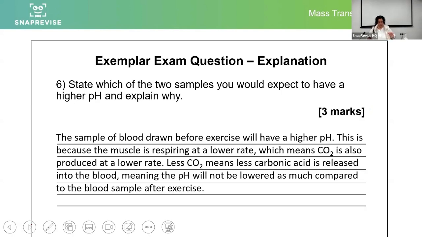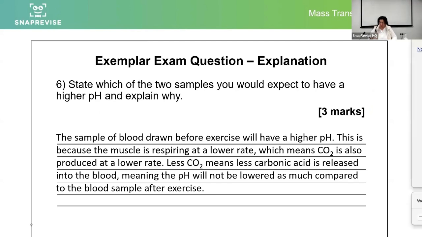So the sample of blood drawn before exercise will have the higher pH. Why? Because there's lower amounts of carbon dioxide. It's respiring at a lower rate, which means carbon dioxide is produced at a lower rate. That's the second mark. Less carbon dioxide means less carbonic acid. The third mark is released into the blood, meaning that the pH will not be lowered as much as after exercise. 4 possible marks here.